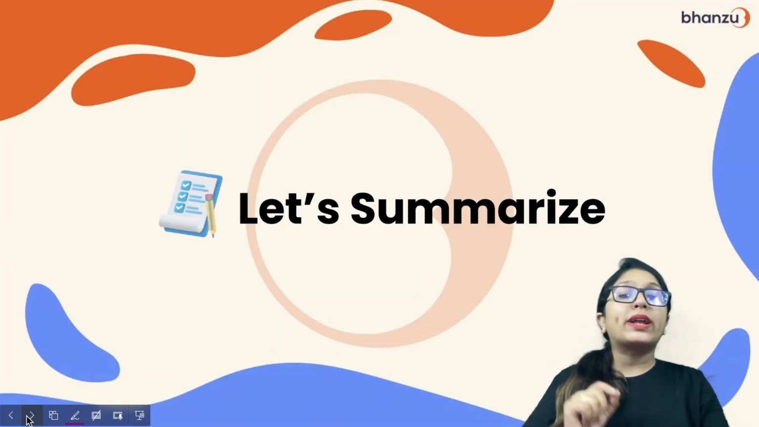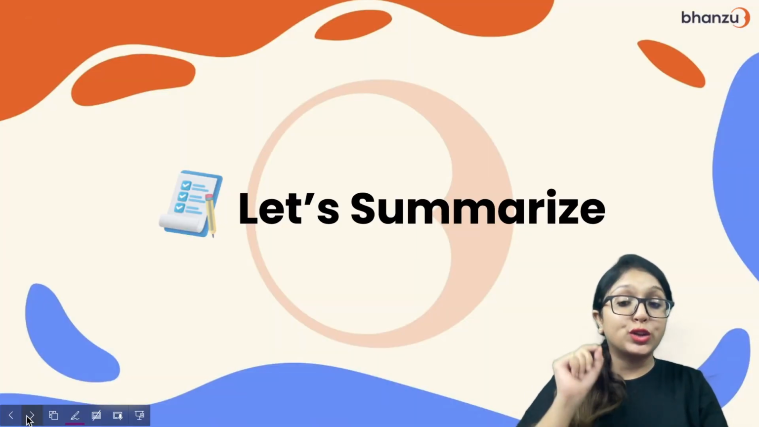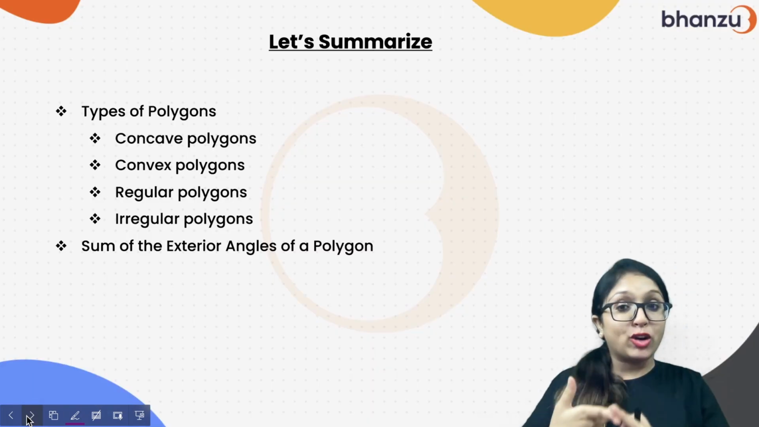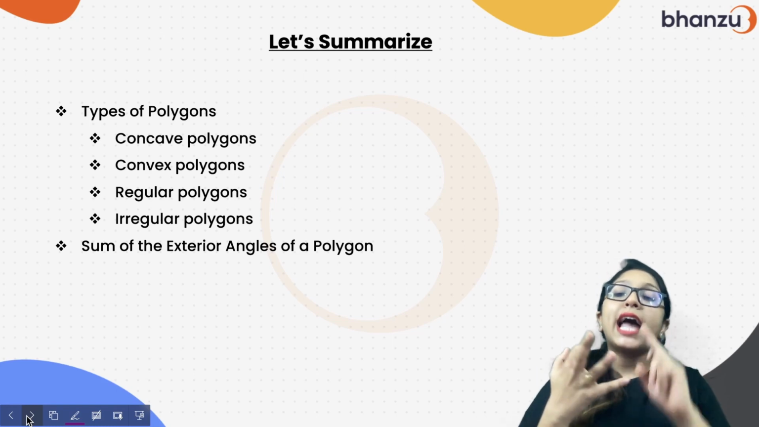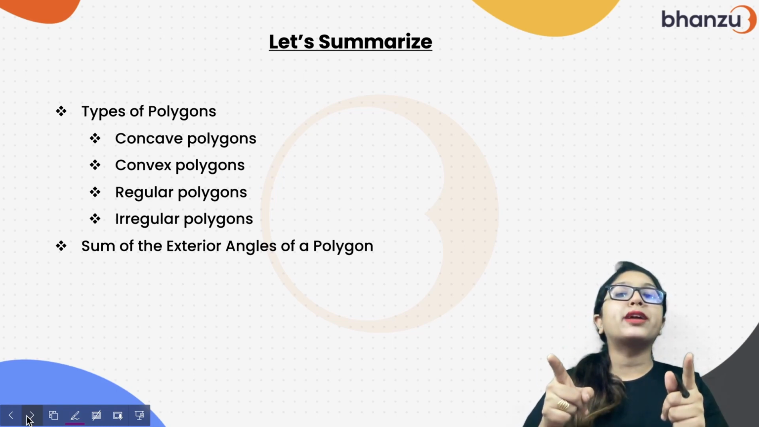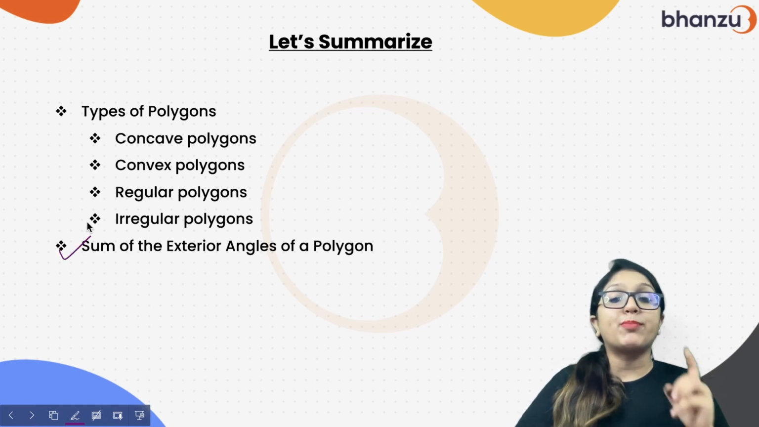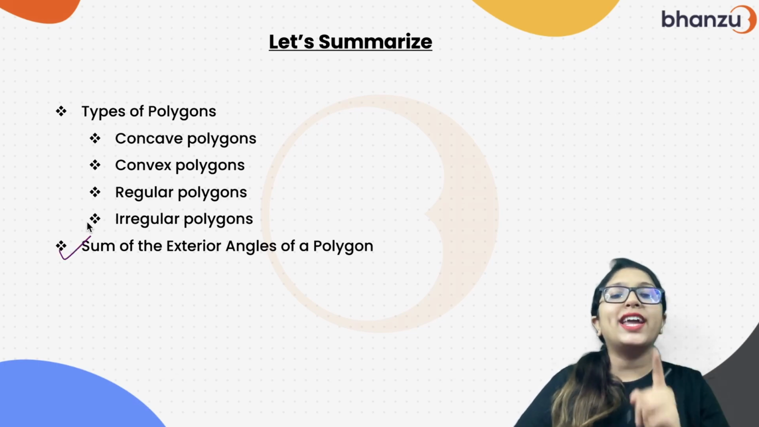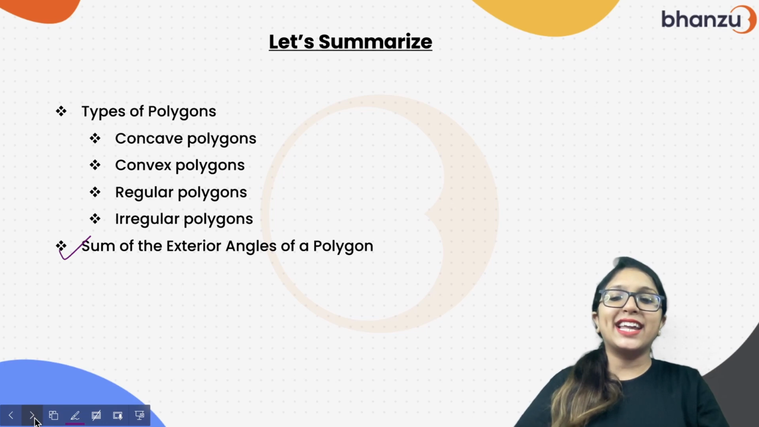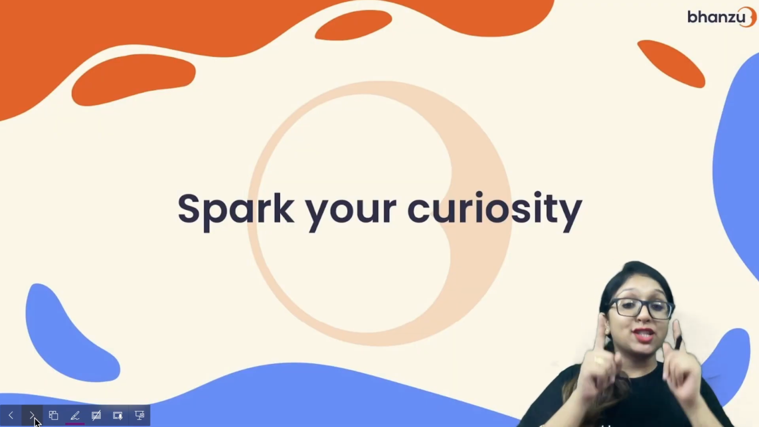Okay. So now we will quickly summarize what we have learned through this video. We have talked about the types of polygons, that is concave, convex, regular and irregular. I hope you remember these all now. And then we talked about the sum of the exterior angles of a polygon, which is 360 degrees. Okay, but this is not enough.